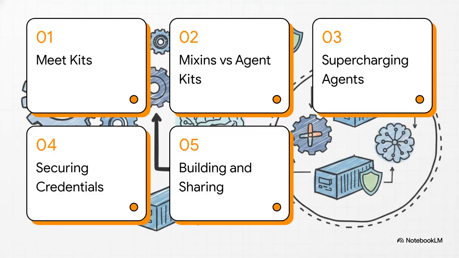Here is our roadmap for today's explainer. First, we'll meet these Docker Sandbox kits. Then we'll compare mixins versus agent kits. Third, we'll look at supercharging your agent. Fourth, we'll dive into securing agent credentials. And finally, building and sharing those kits.